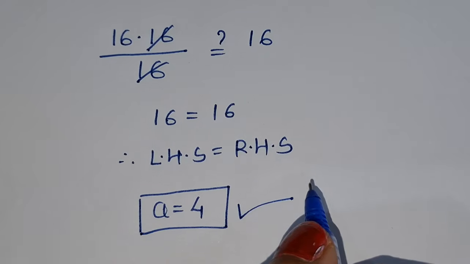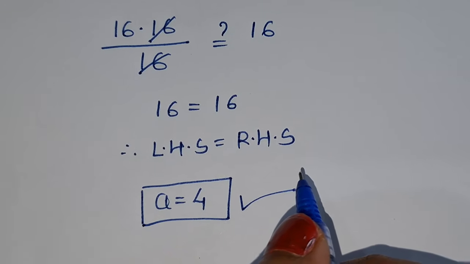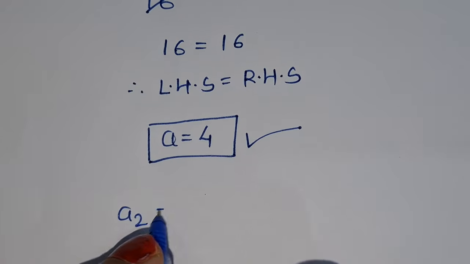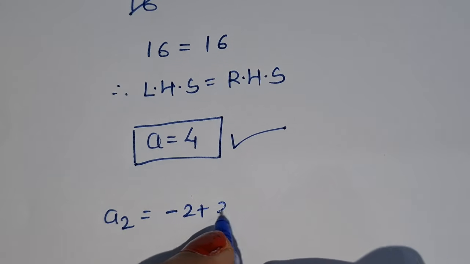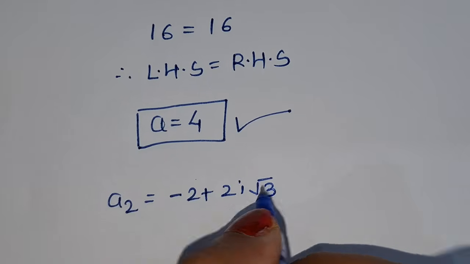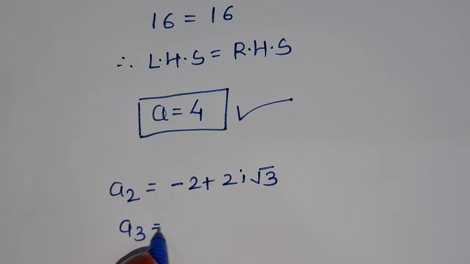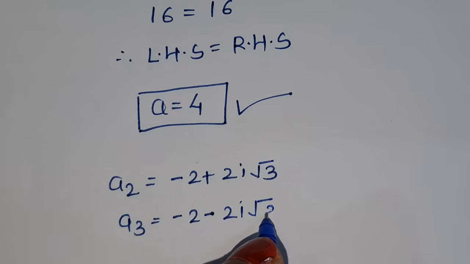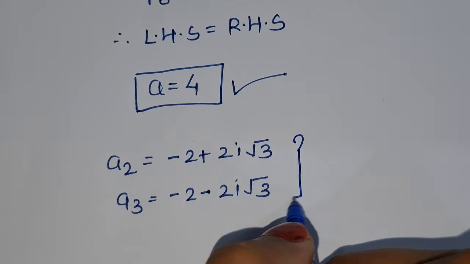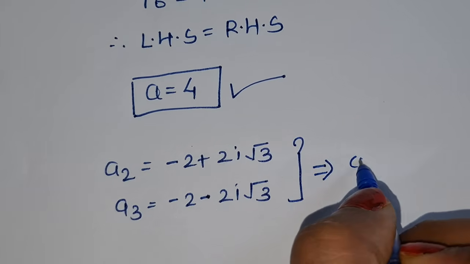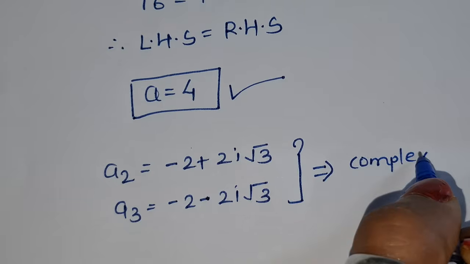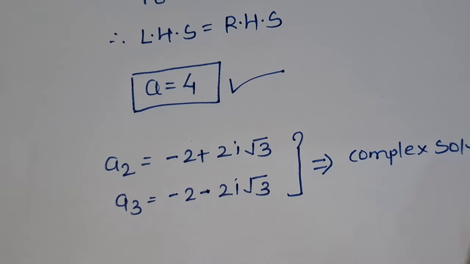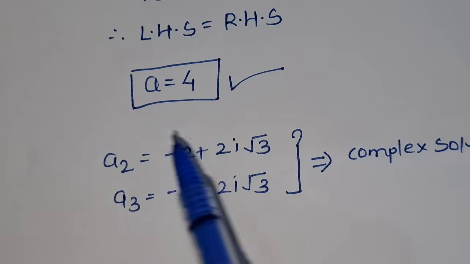It is verified here. We got another two values, a2 and a3. You can see a2 is equal to minus 2 plus 2i square root of 3, and a3 is equal to minus 2 minus 2i square root of 3. So these are the complex solutions, right? Complex solutions. If you want, you can verify these, and this one is the real solution.